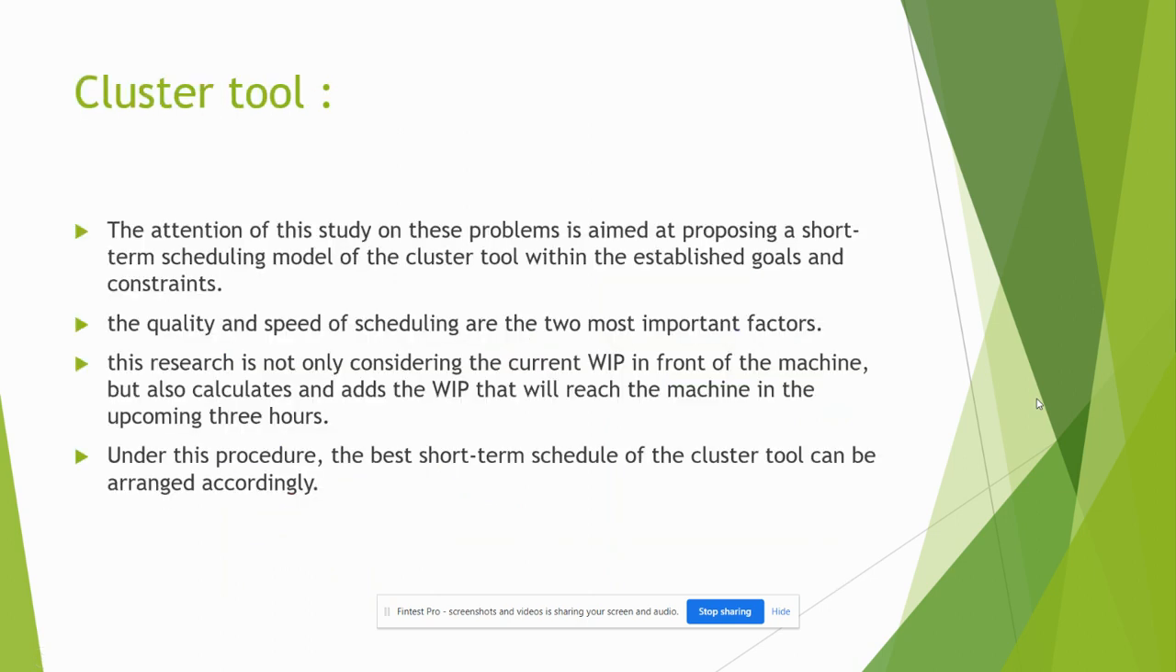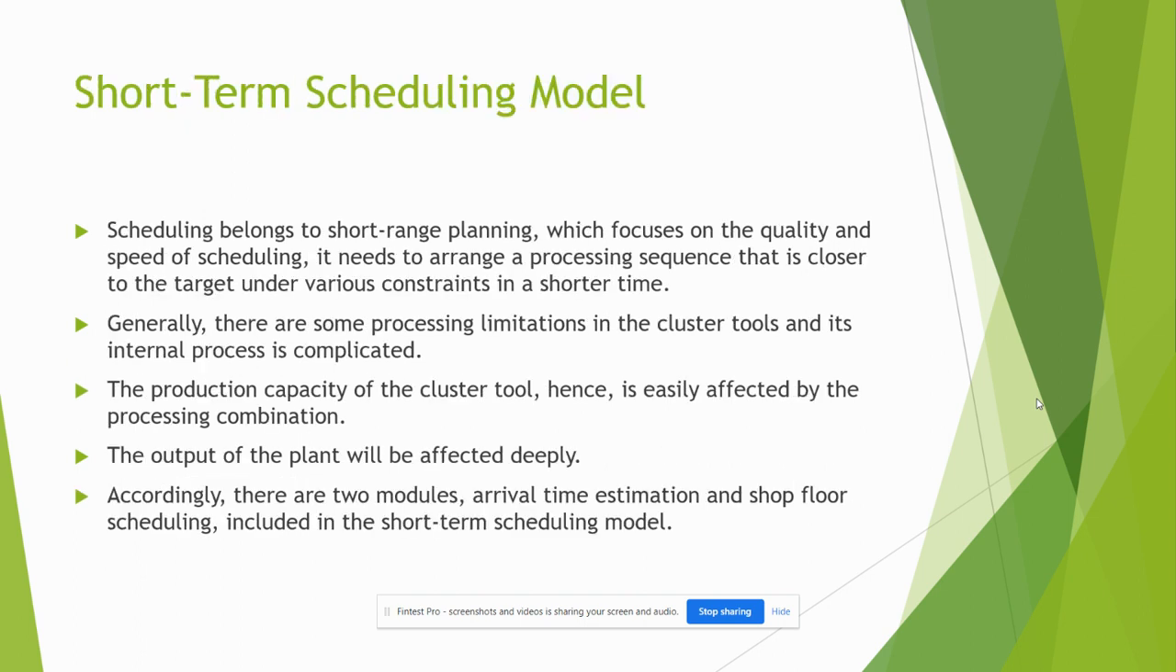The attention of this study is on these problems, aiming at proposing short-term scheduling models for cluster tools within established goals and constraints. Quality and speed of scheduling are the two most important factors. The research not only considers the current work in process in front of the machines, but also calculates the work in process that will reach the machines in the upcoming 3 hours. Under this procedure, the best short-term scheduling of the cluster tools can be arranged accordingly.